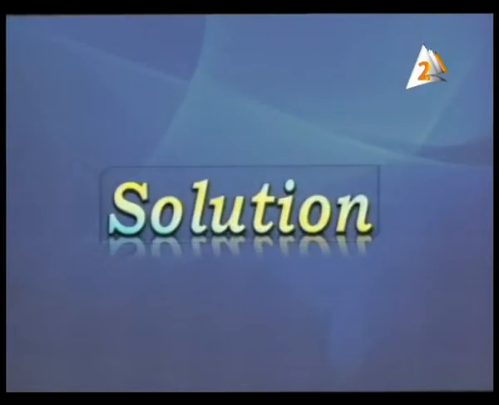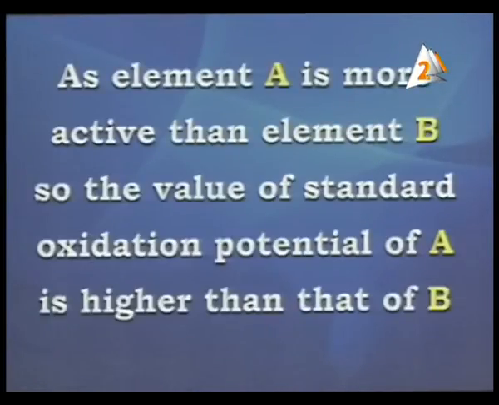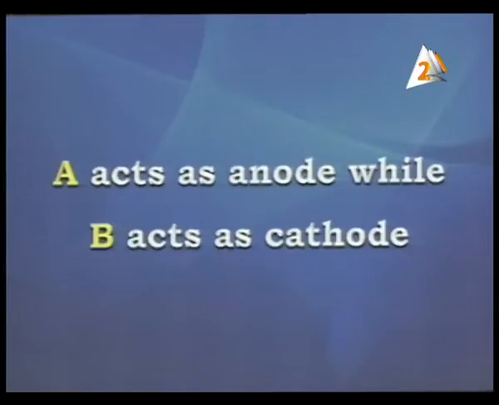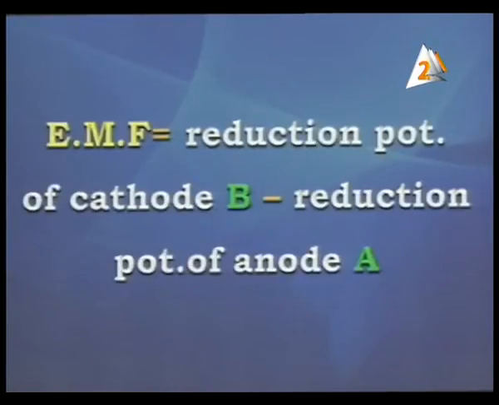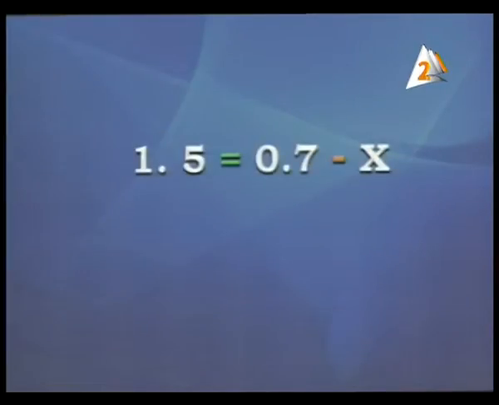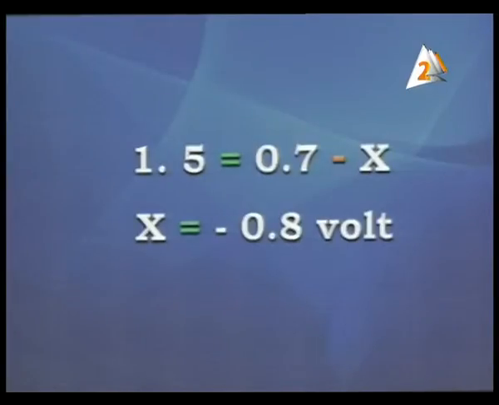Yes, if you think about the solution, my dear student, you will find the element A is more active than B. That means that the value of the standard oxidation potential of A is higher than that of B. So A acts as anode while B acts as cathode. Then the EMF equals reduction potential of cathode B minus reduction potential of anode A. Then 1.5 equals 0.7 minus X, so X is negative 0.8 volt.